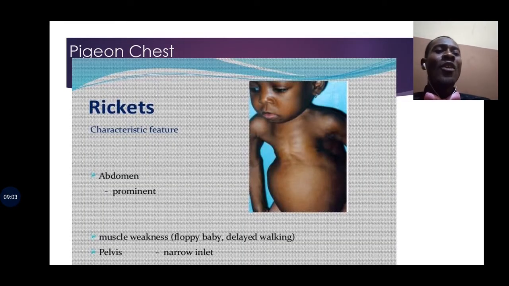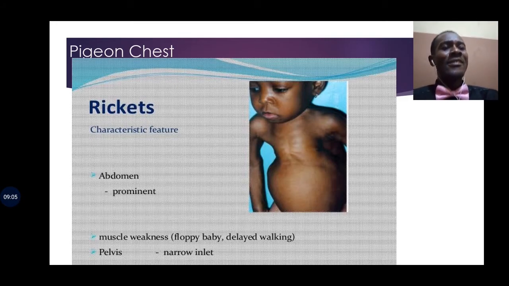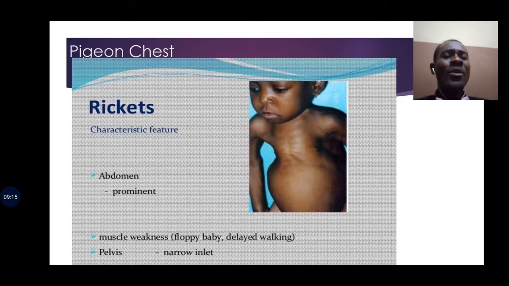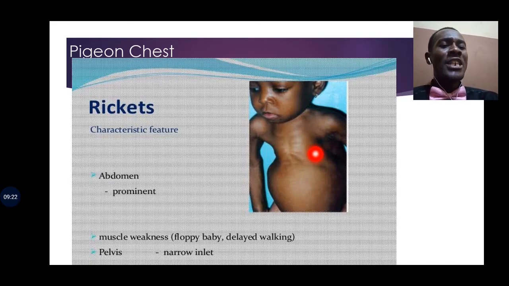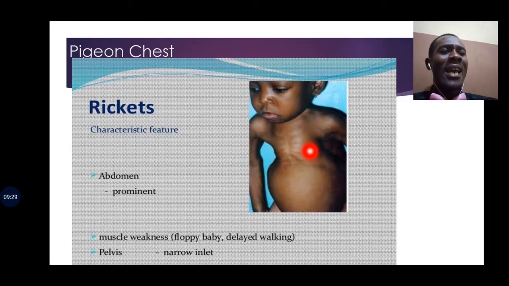Now, the next slide is going to show you a patient that is suffering, and that is a child too, suffering from pigeon chest as a result of lack of vitamin D. If you look at your screen, you will see that the child's chest is somehow inward. It is not the normal shape of a human chest. The ribs are inward. They are so soft, they can't be enlarged, they can't come out in a protective manner to protect the thoracic cavity.